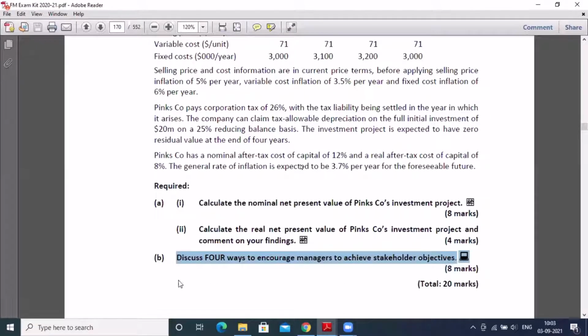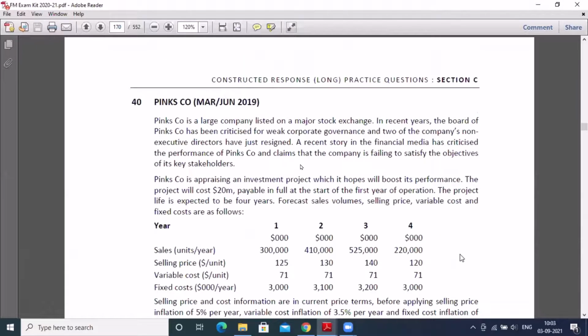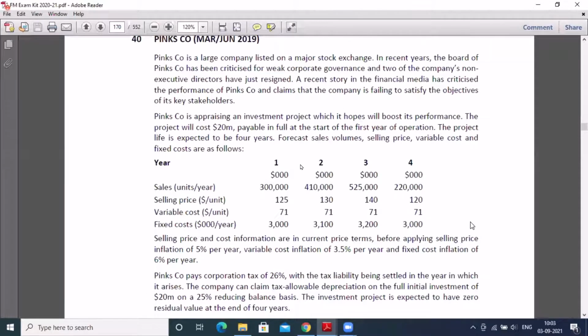So, but we'll be focusing on this only. Okay. Now first we'll try to understand the case. Pinksco is a large company listed on a major stock exchange. In recent years, the board of Pinksco has been criticized for weak corporate governance, and 2 of the company's non-executive directors have just resigned. A recent story in the financial media has criticized the performance of Pinksco and claims that the company is failing to satisfy the objective of its key stakeholders.